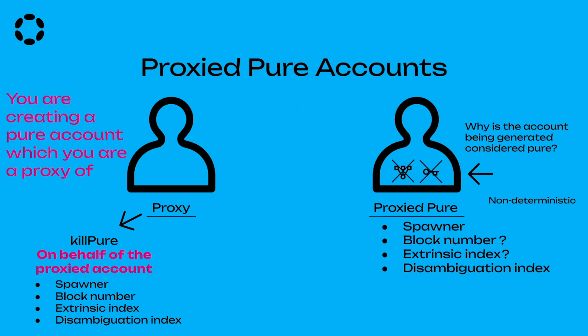Please note, if a kill pure transaction is submitted while there is still DOT in the proxied pure account, that DOT will be totally inaccessible except through a referendum, and voters don't take too kindly to carelessness of this nature. So if you're going to submit a kill pure transaction, be sure to reap the proxied pure account of all of its DOT first.